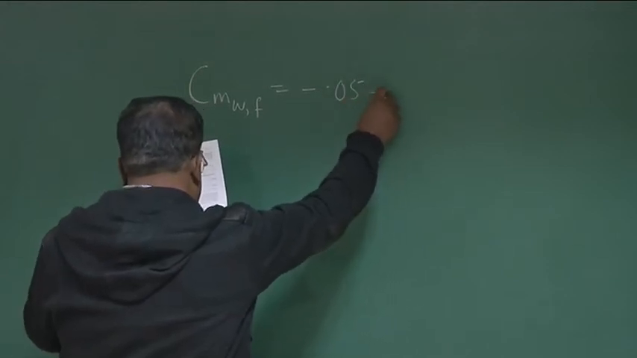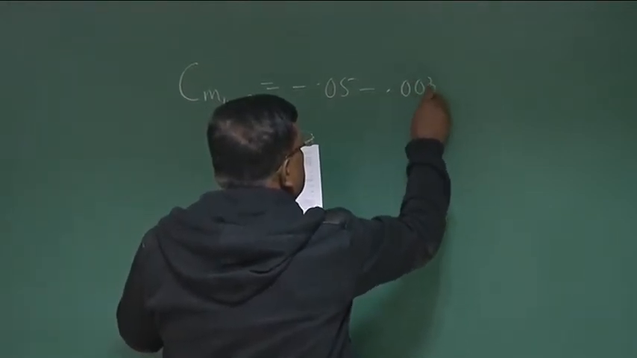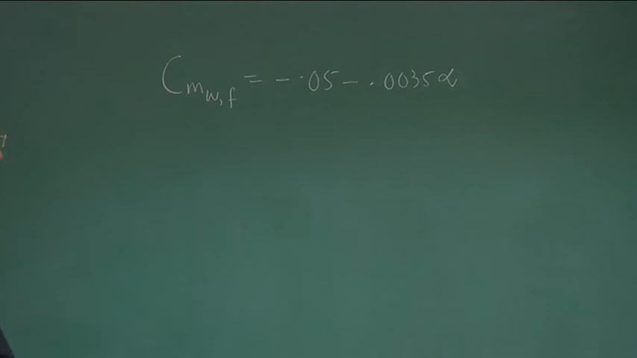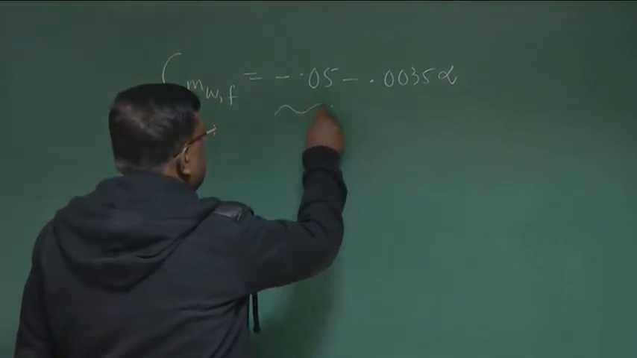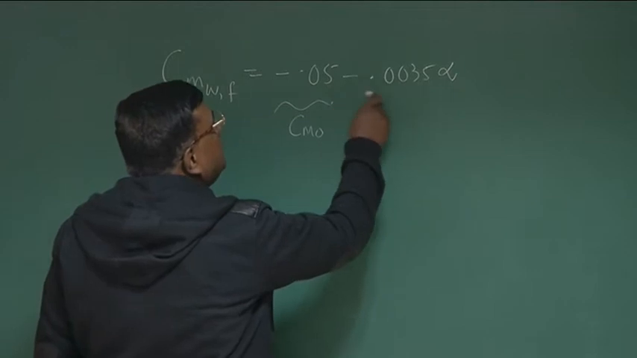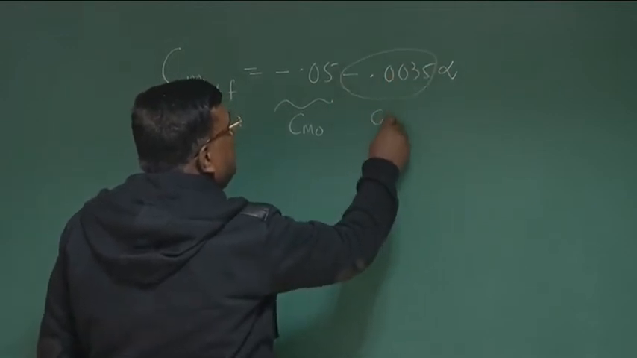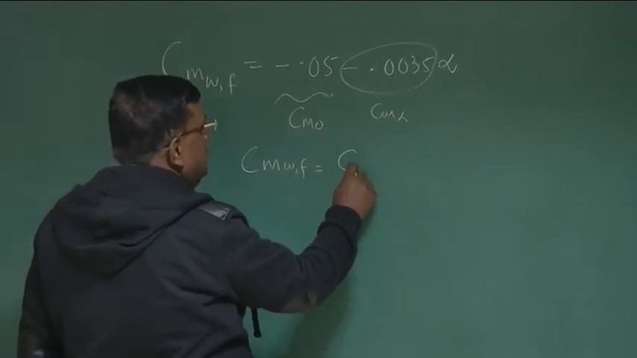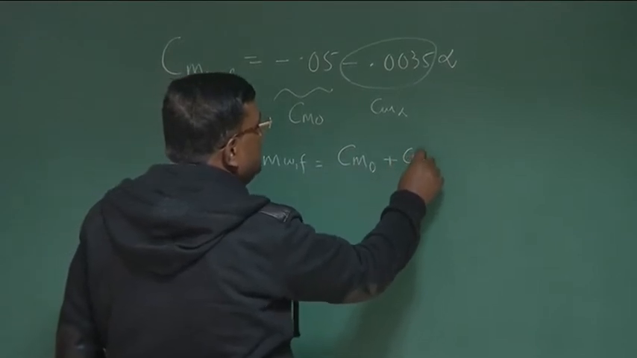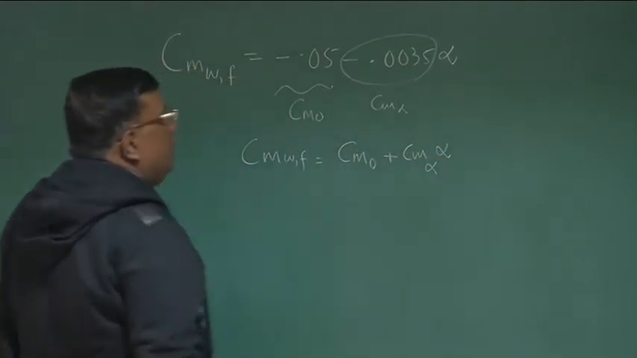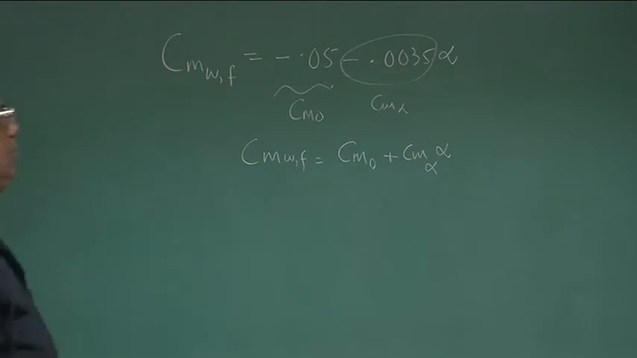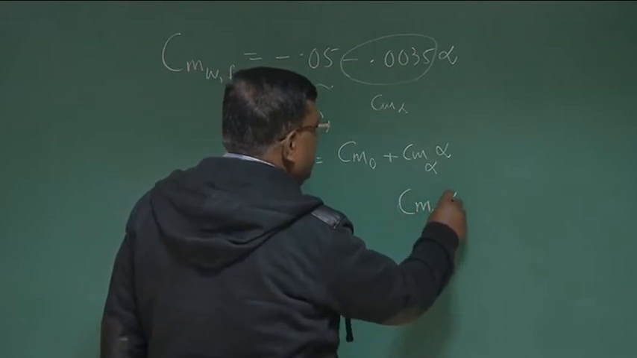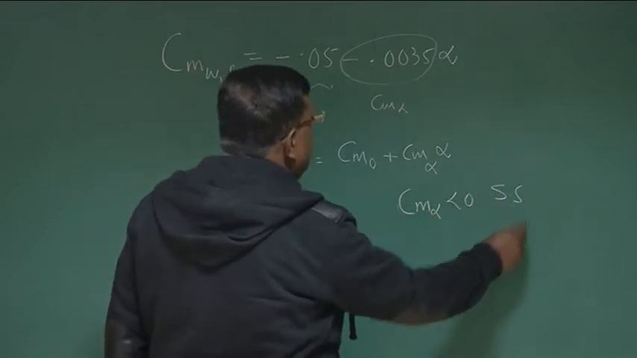versus alpha plot was based on this linear equation, and you know that this is nothing but Cm naught. We realize this value is Cm alpha, so it is basically Cm wing fuselage is represented in this fashion. And when we check this number, we found that Cm alpha is negative, so it is statically stable configuration.